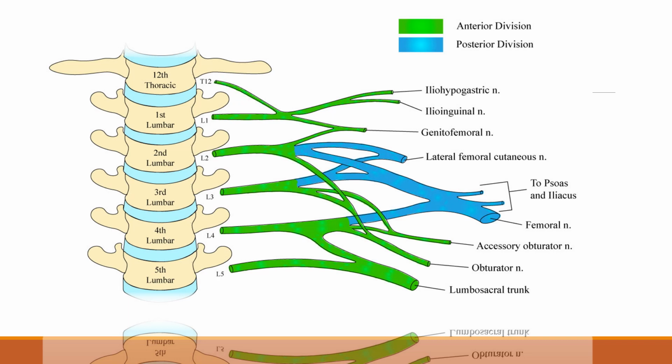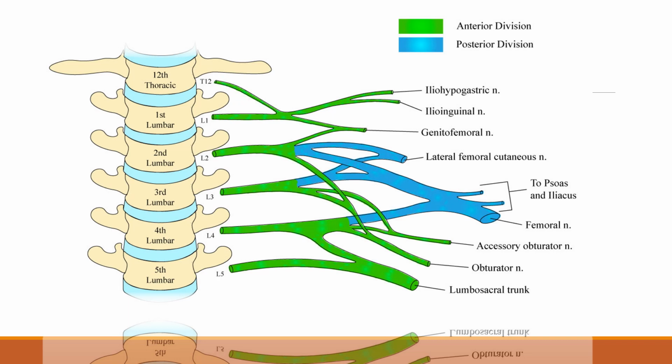Here the ventral division is given in green color and the dorsal divisions are given in blue color. So the ventral divisions of L2, L3 and L4 join to form the obturator nerve. And the dorsal divisions of L2, L3 and L4 join to form the femoral nerve. Another branch is the dorsal branch from L2 and L3, which joins to give the lateral femoral cutaneous nerve.